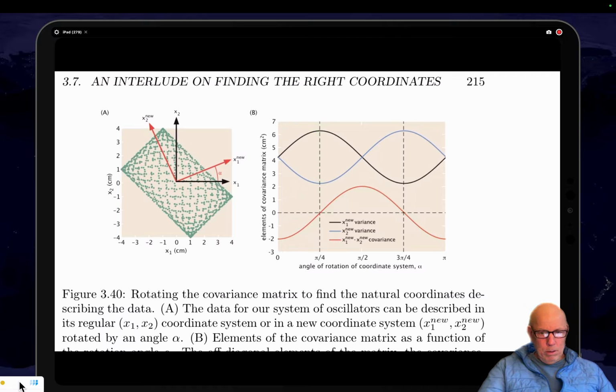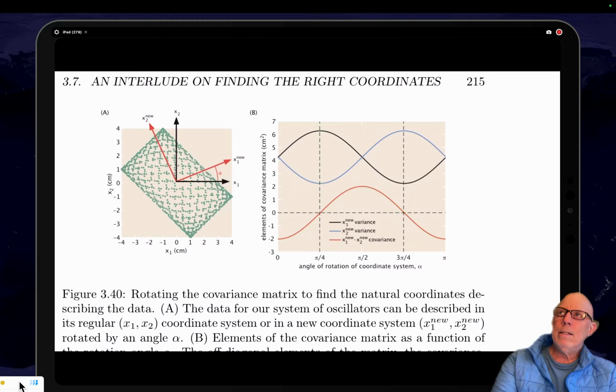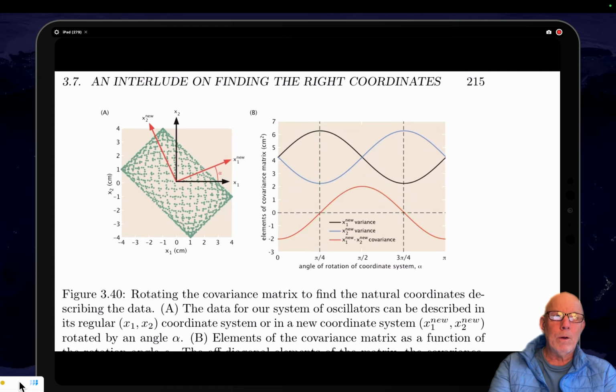Okay, so this was all an interlude, as you can see at the top of the screen. This is an interlude on finding the right coordinates, and it's in anticipation of the 2 biological exercises that we're going to do now. We're going to do two seemingly extremely distinct case studies. The first one will be to look at transcriptomes. So the cell is a bag of RNA.